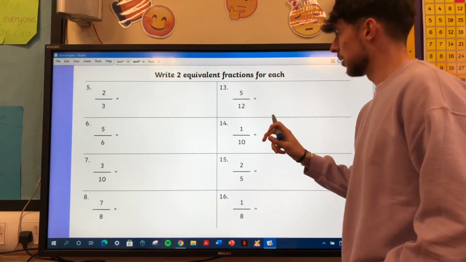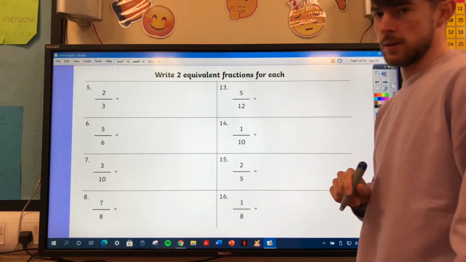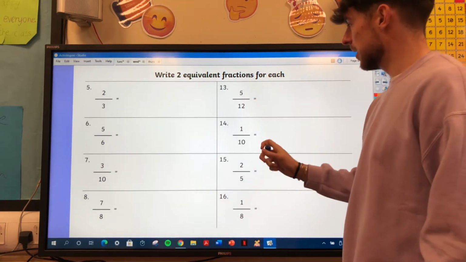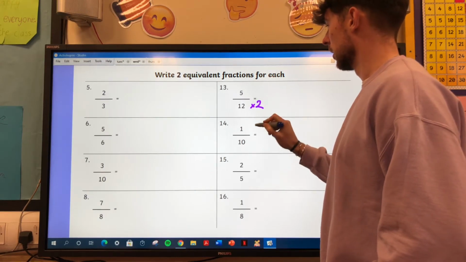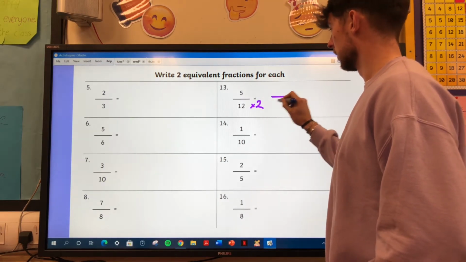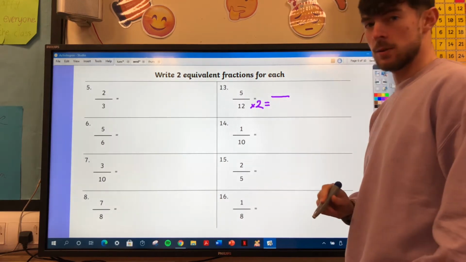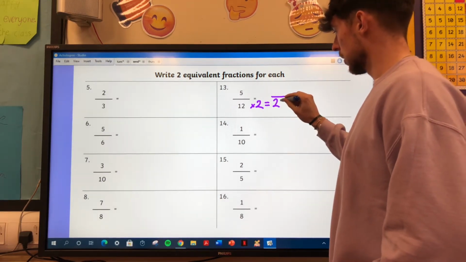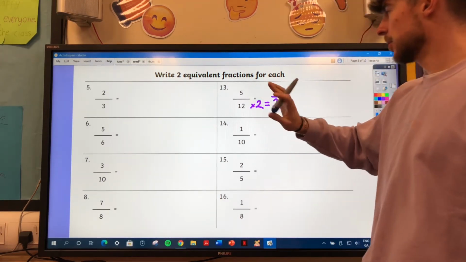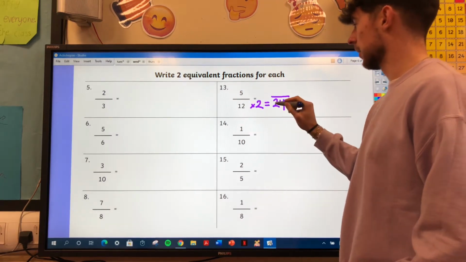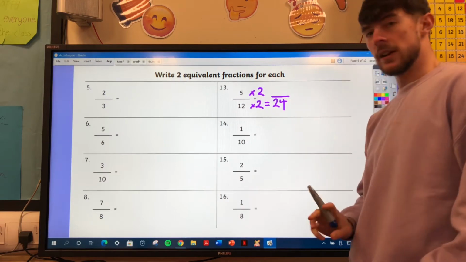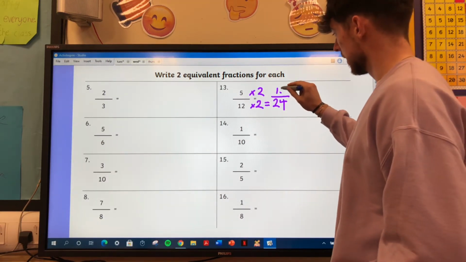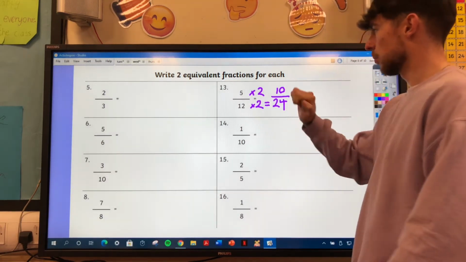So for example, over here, 5 over 12. What can we multiply the bottom by? Maybe 2. And what do we get? So 12 by 2 is equal to 24. And if we multiply the bottom by 2, what do we do to the top? Multiply it by 2. So 5 by 2 is equal to 10. Okay, so that's one equivalent fraction.